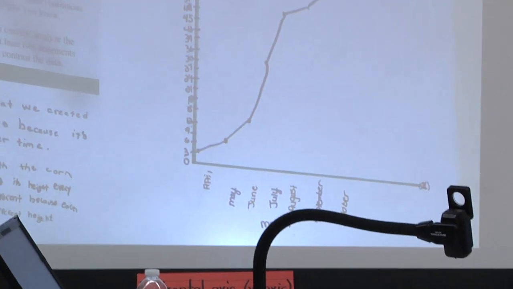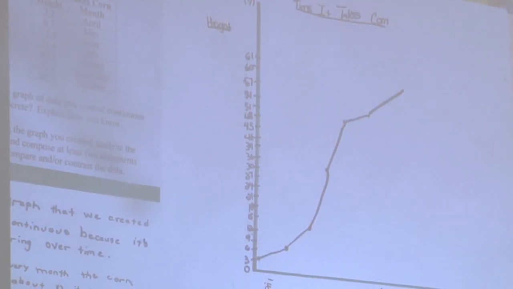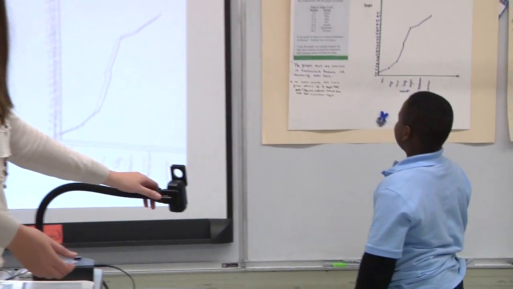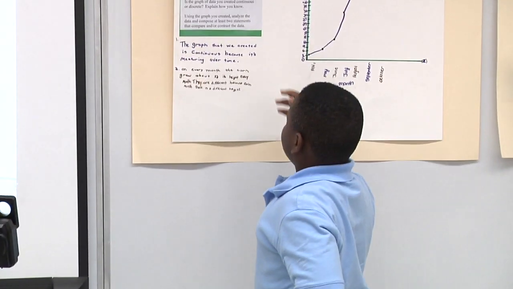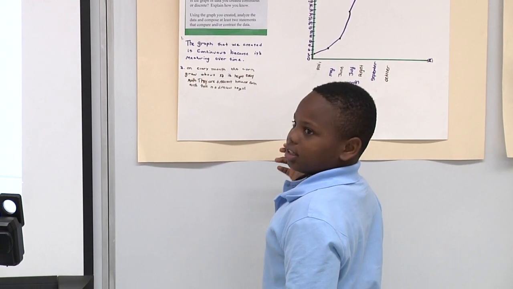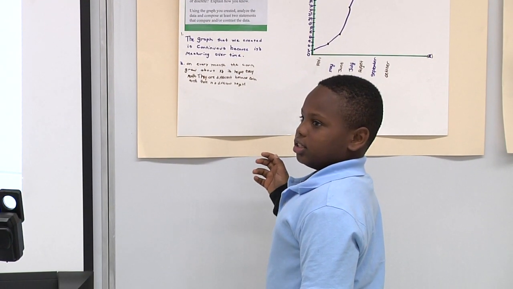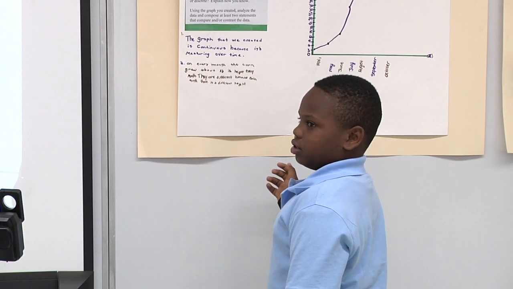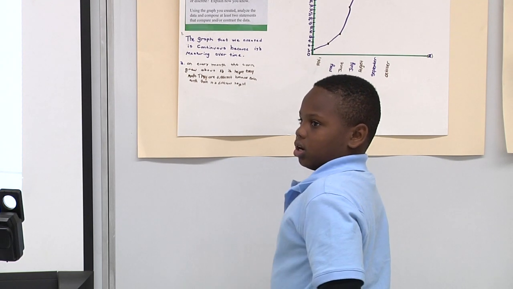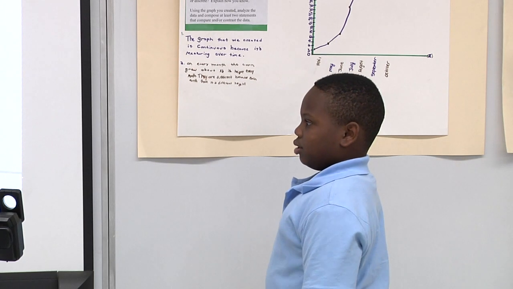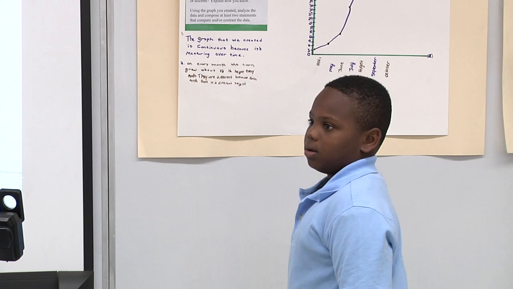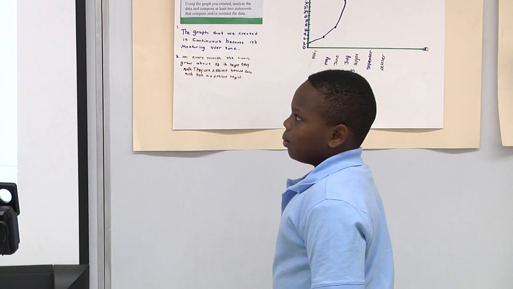Awesome. Now, I see there's multiple questions on here, so I want to get to it. Continuous or discrete? It was continuous. Why? Because it's measuring over time, because each month is a different month, and that's time, and it's growing, and the corn is growing. Okay, so it says the graph that we created is continuous because it's measuring over time. Awesome. And now number 2, it says on every month, can you read that to me?